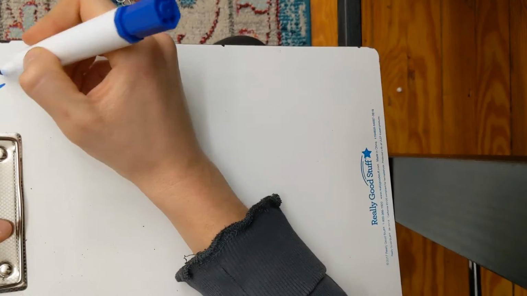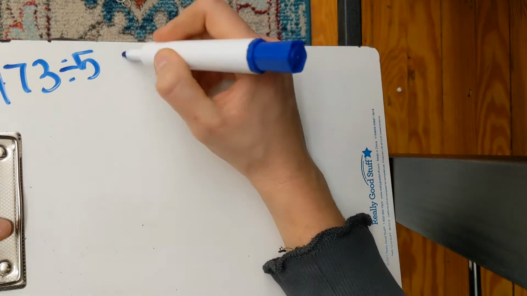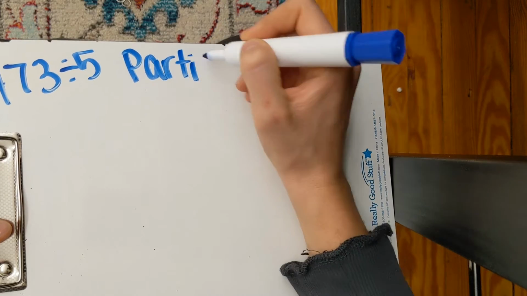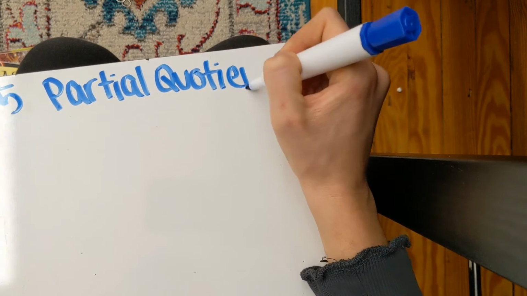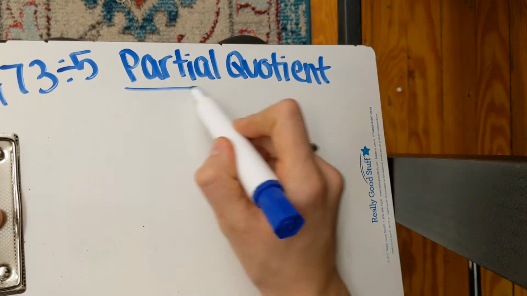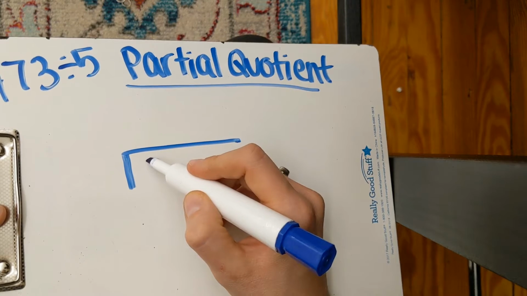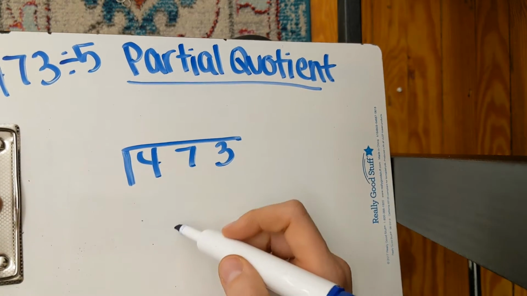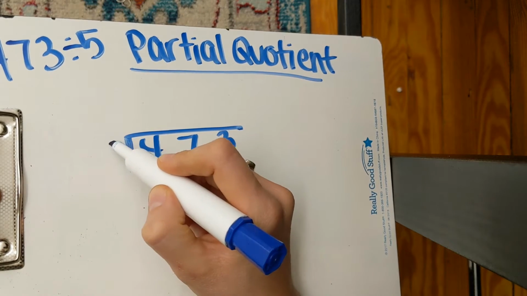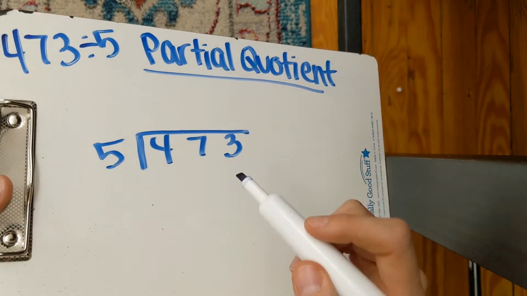We're going to use the same problem for partial quotient division. Now, for partial quotient division, you're going to draw that house, and you're going to write the dividend underneath. I like to spread out my numbers so that I can keep everything nice and neat. I'm going to put my 5, again, my divisor, knocking at the door, trying to get in.